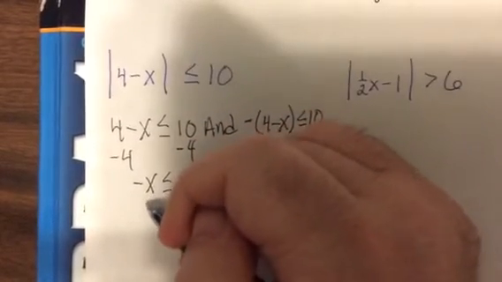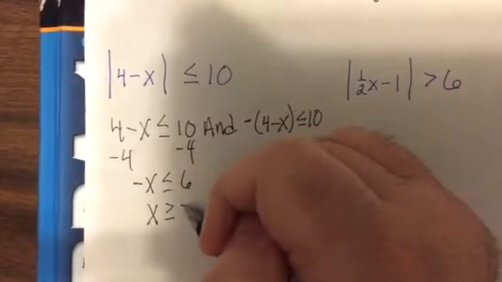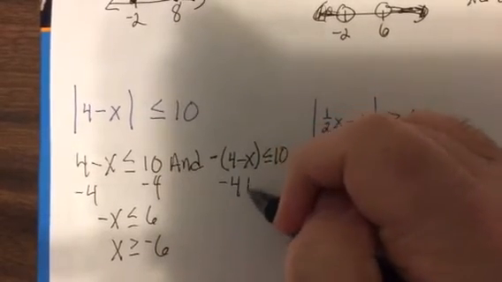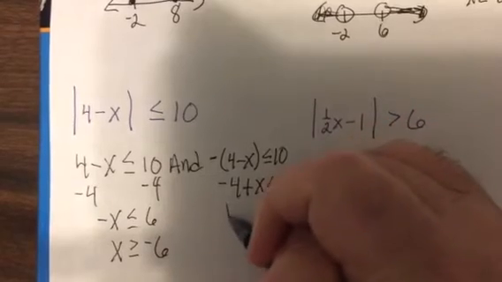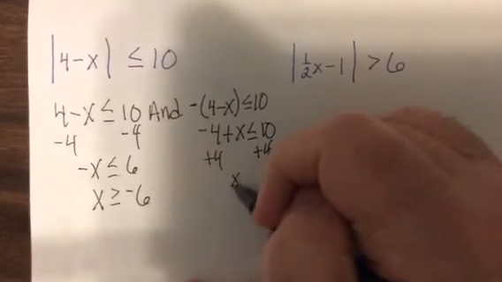So take the opposite, but whenever you take the opposite, you gotta switch the inequality. Then this one, distribute the negative. Then I'm going to add 4. So x is less than or equal to 10.